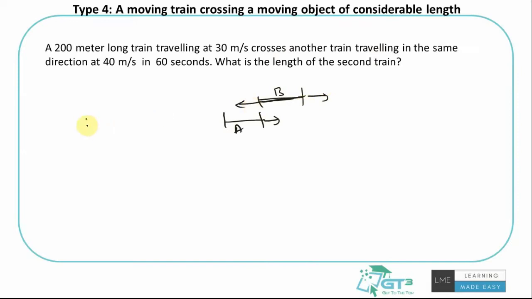So that means I would have LA, I would have LB, I would have SA and I would have SB. I need to fill out the right things, whether it should be plus or minus depending on the directions, and solve the question.